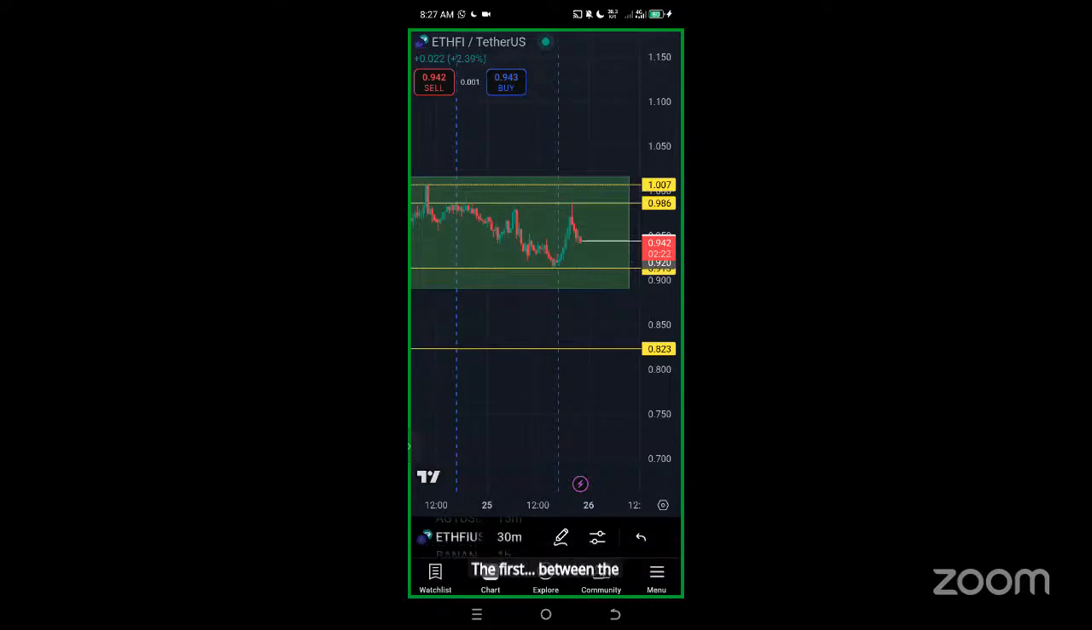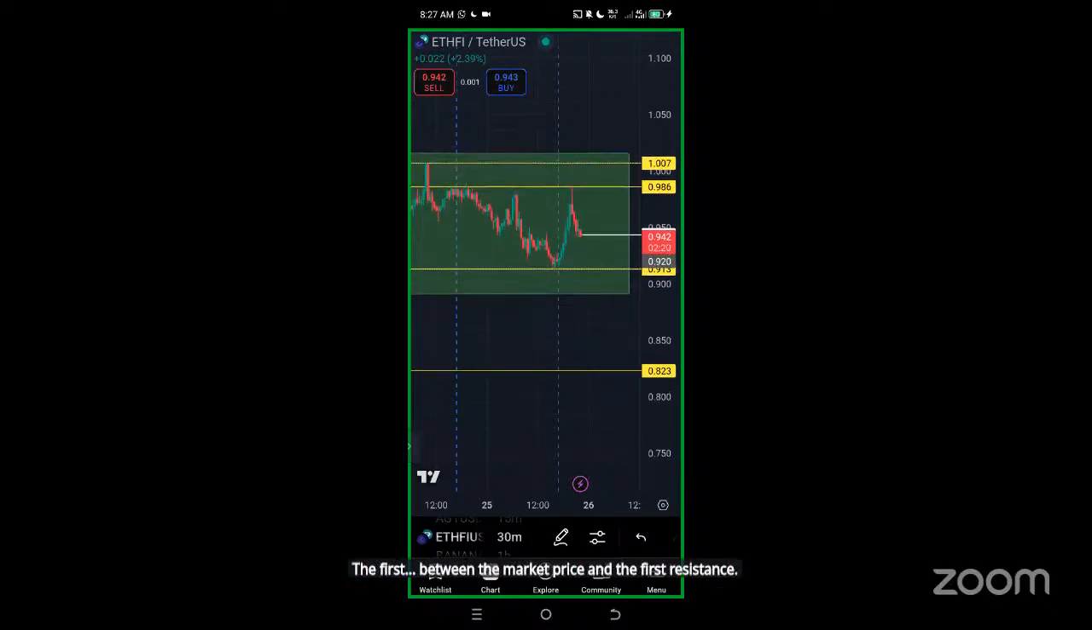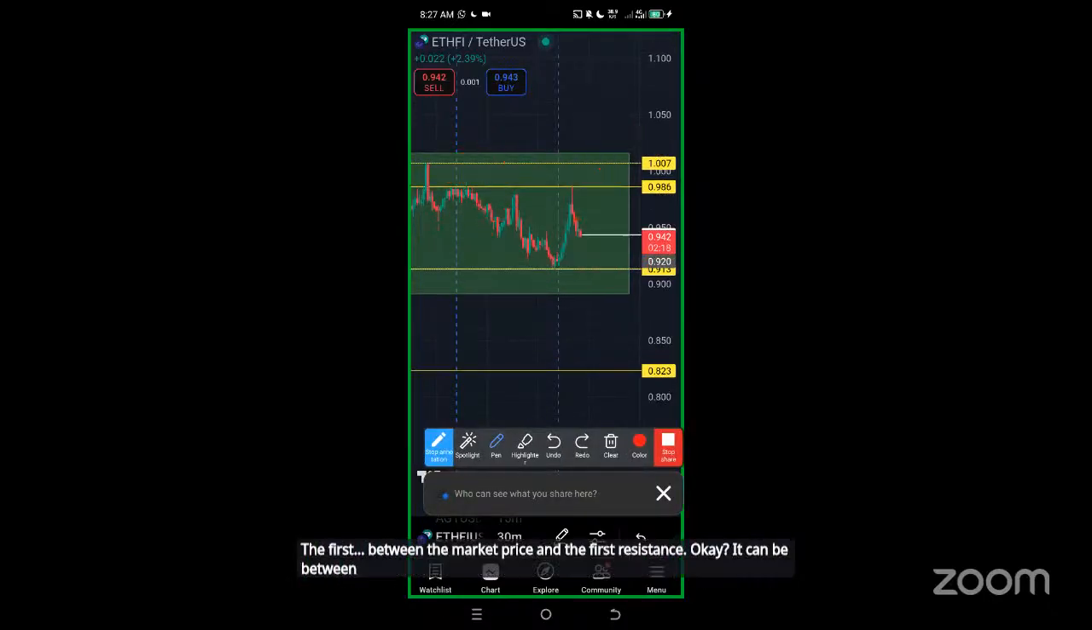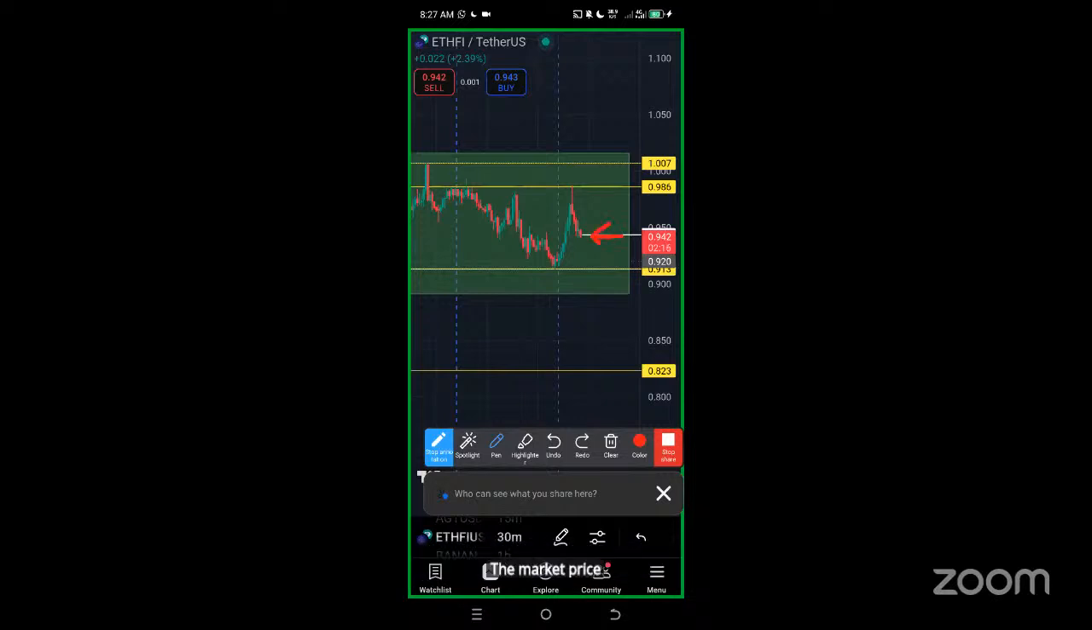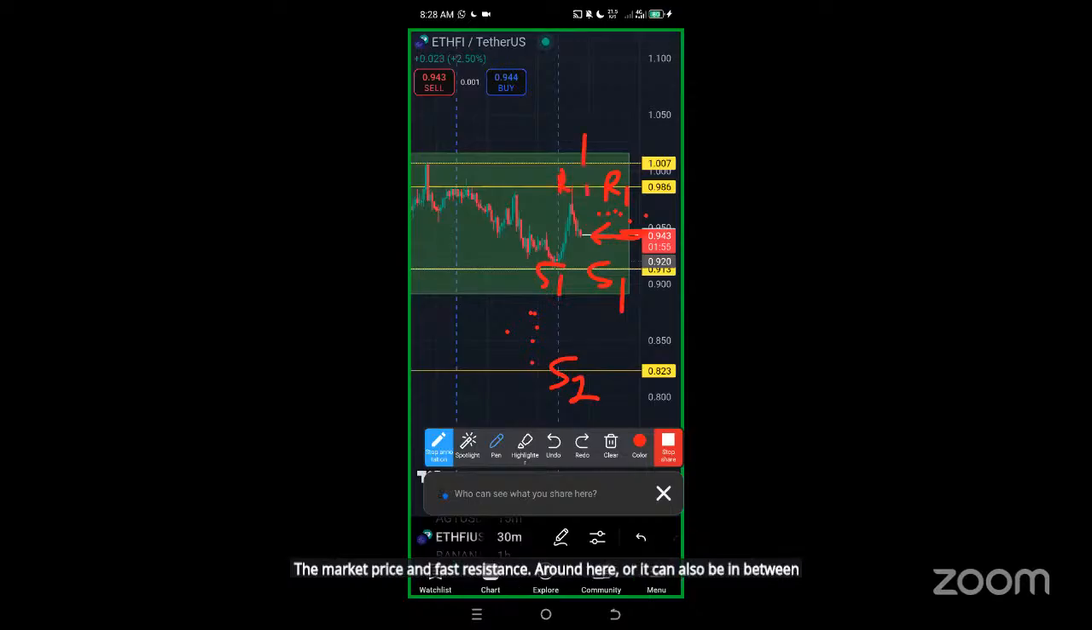Or what would be actually between the market price and the first resistance? It can be between the market price and our first support, or it can be between first support and second support. It can be in between here. Same way, it can also be in between the market price and first resistance around here, or it can also be in between R1 and R2. Those are what we call mini price reaction levels.